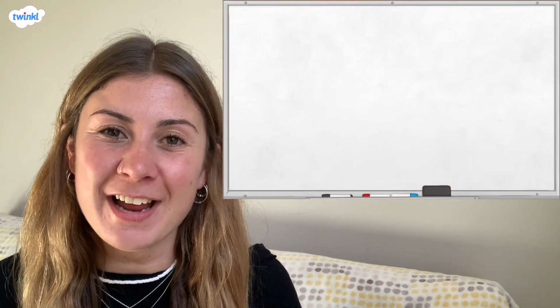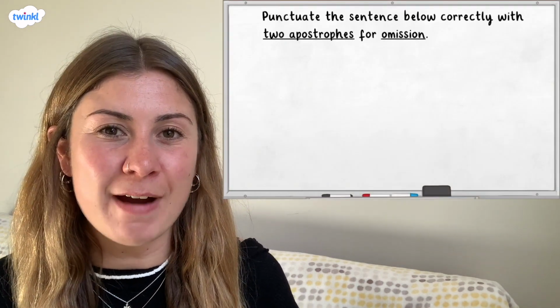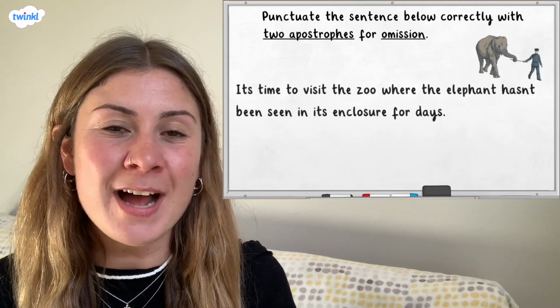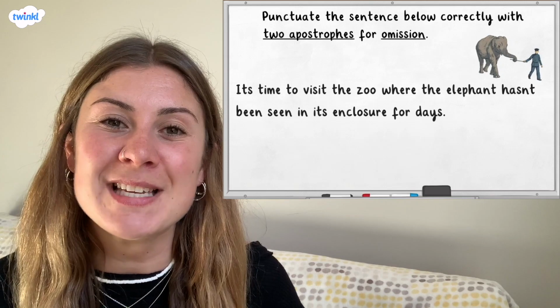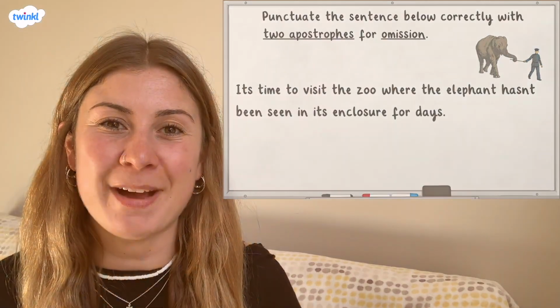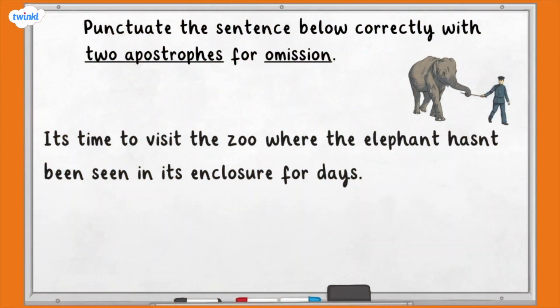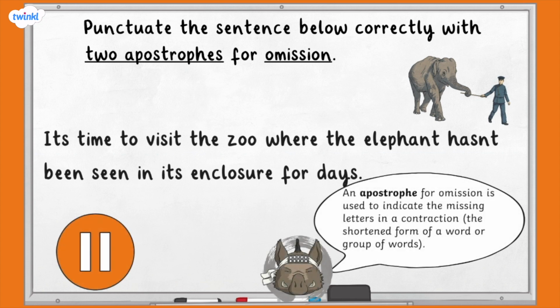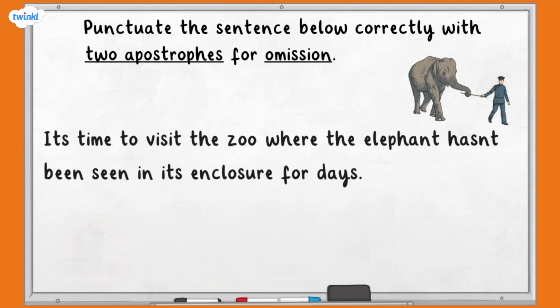This question asks you to punctuate the sentence correctly using two apostrophes. You might want to say your answer out loud, or you could write it on a whiteboard or a piece of paper. It's time to visit the zoo, where the elephant hasn't been seen in its enclosure for days. Pause here to have a go at punctuating the contractions. Have you finished? Perfect. Let's take a look at the correct answer.